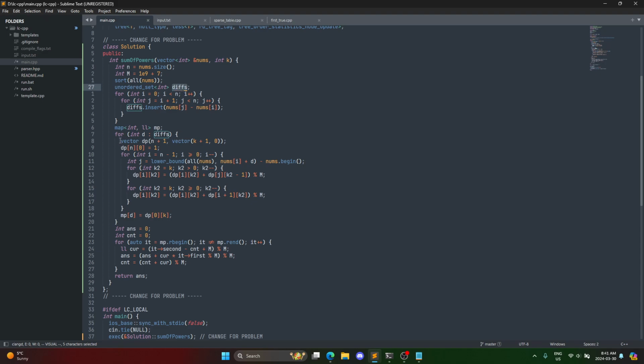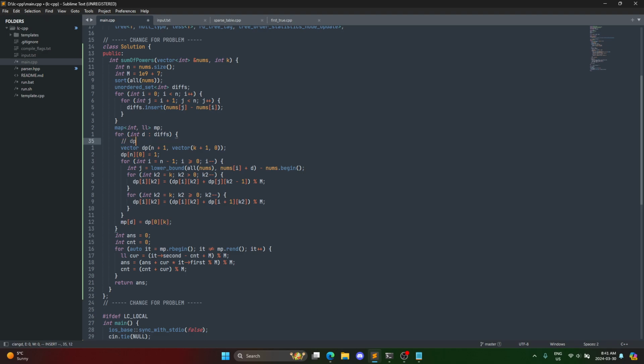and we just try to go for DP that says, so my DP is this: DP of I and K2 was the number of subsequences starting at I such that the minimum absolute difference is greater or equal to k, with a count of elements k2. So this is basically what my DP represents.